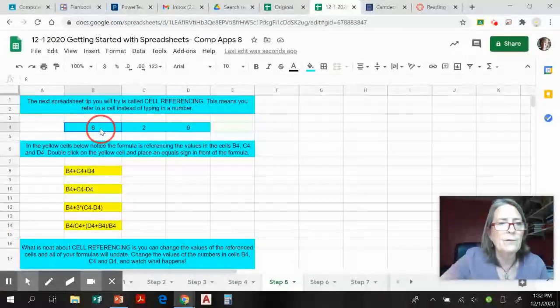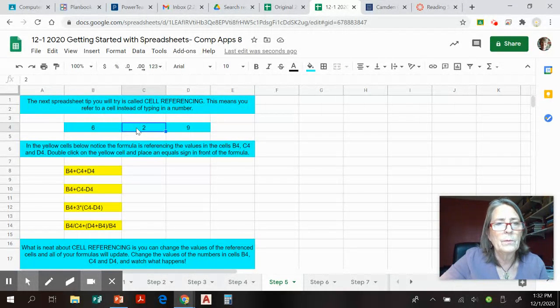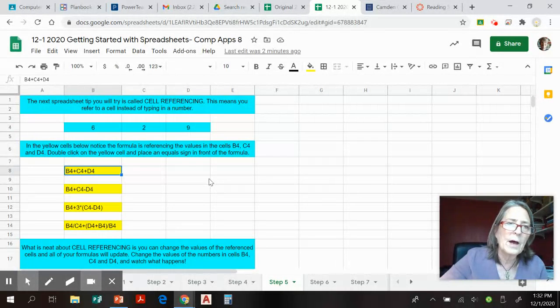In cell B4, we have the number 6. In cell C4, we have the number 2. And in cell D4, we have the number 9. Let's look at these formulas. They're not actually formulas yet because they're missing something. So what are they missing? They are missing the equal sign. They can't be a formula until we make it a formula by adding the equal sign.